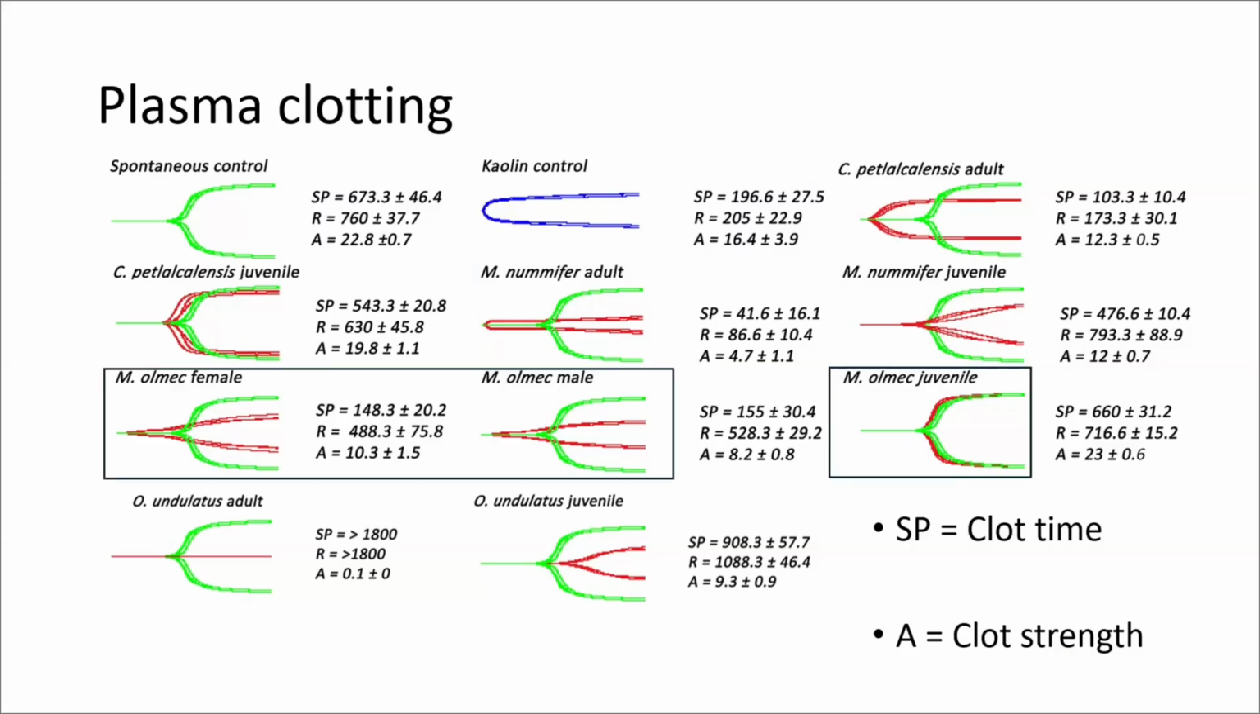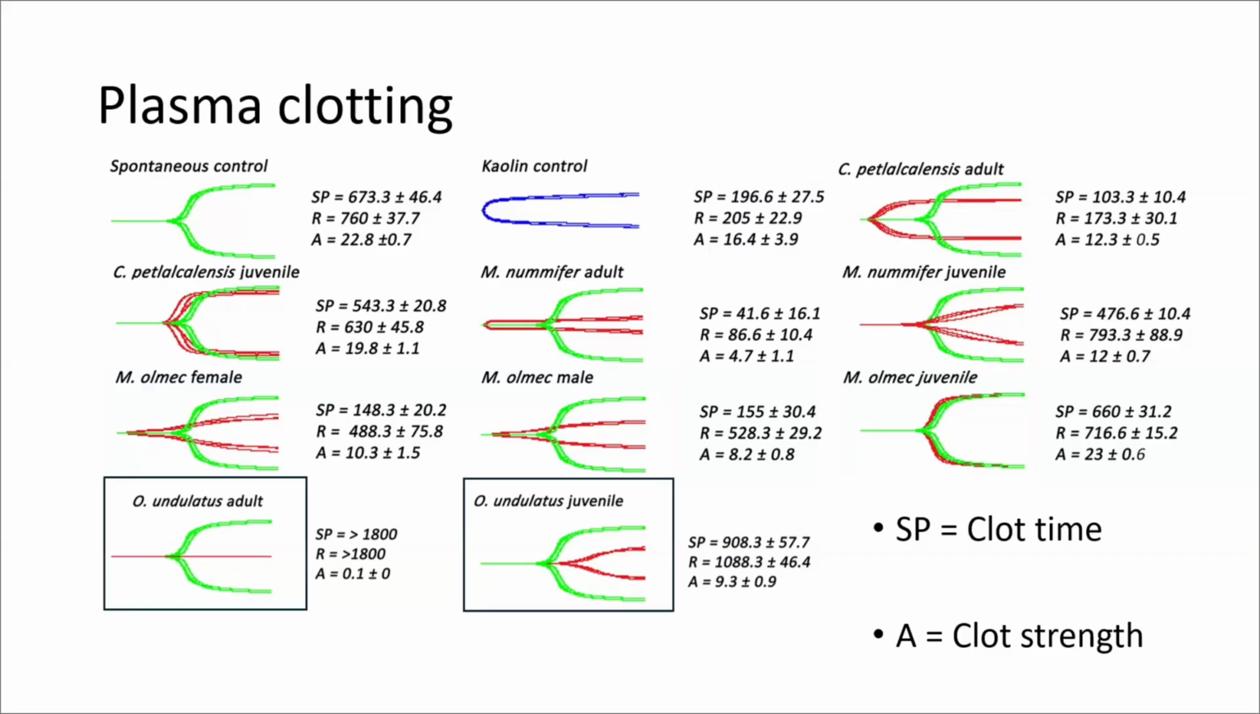It wasn't the focus of this study, but I had both a female and a male Metlapilcoatlus olmec sample that I was testing, and their progeny as well. There were no differences between males and females in plasma clotting. But again, the juvenile Metlapilcoatlus olmec was pretty much overlaid on the spontaneous control and showed no difference there either.